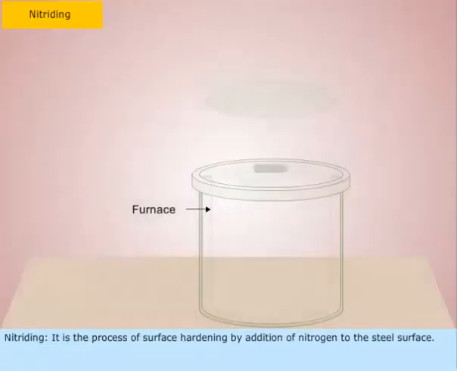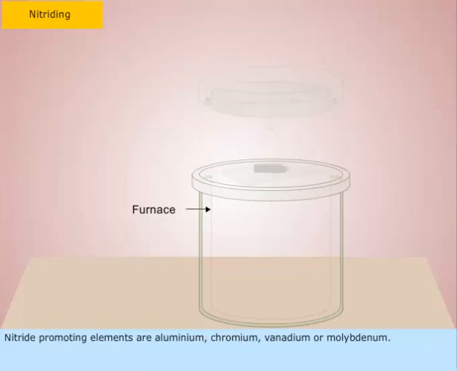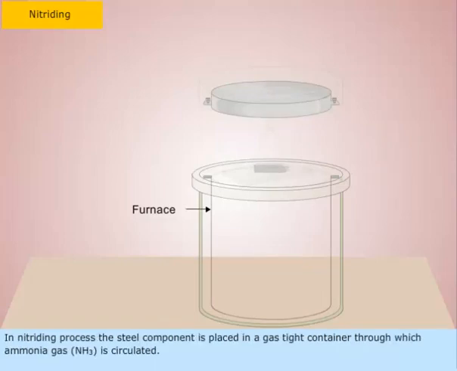Nitriding. It is the process of surface hardening by addition of nitrogen to the steel surface. Nitride promoting elements are aluminum, chromium, vanadium, or molybdenum. In the nitriding process, the steel component is placed in a gas-tight container through which ammonia gas, NH3, is circulated.